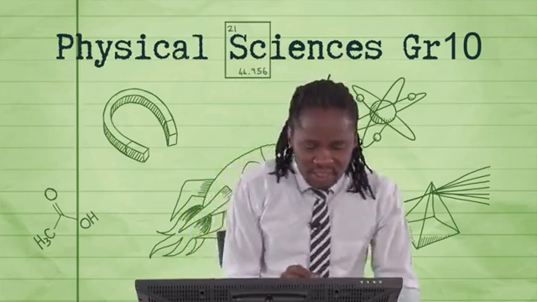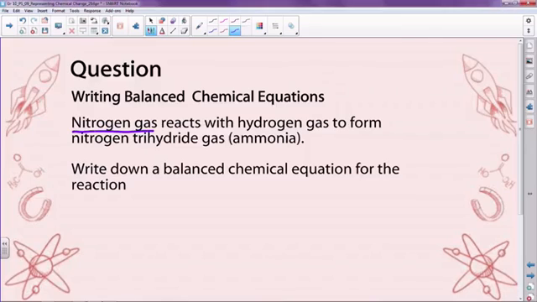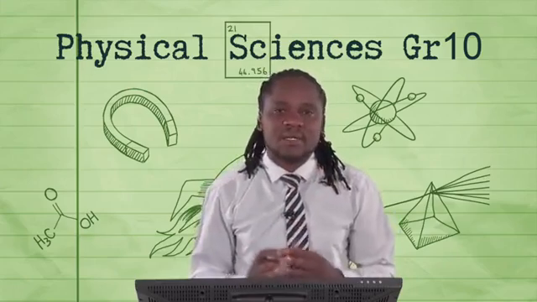Now, this one says nitrogen gas, take note of that, reacts with hydrogen gas to form nitrogen trihydride gas, which we refer to as ammonia. So write down a balanced equation for the reaction, right? I'll give you 2 minutes for that, and then we'll do the feedback. Let's go for it, guys.